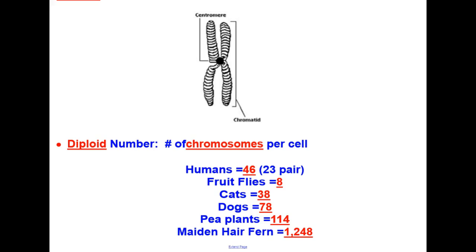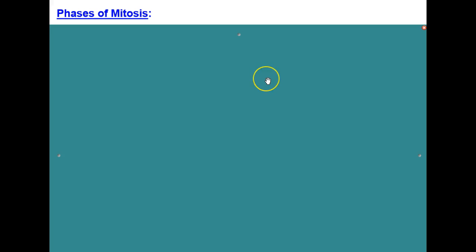Clearly, chromosome numbers differ for different organisms. This is one reason why different species can't interbreed. The egg and sperm would have different chromosome numbers. Mitosis assures that each new cell has exactly the same genetic information. Next, let's take a look at the 4 stages, well, they're called phases, of mitosis.